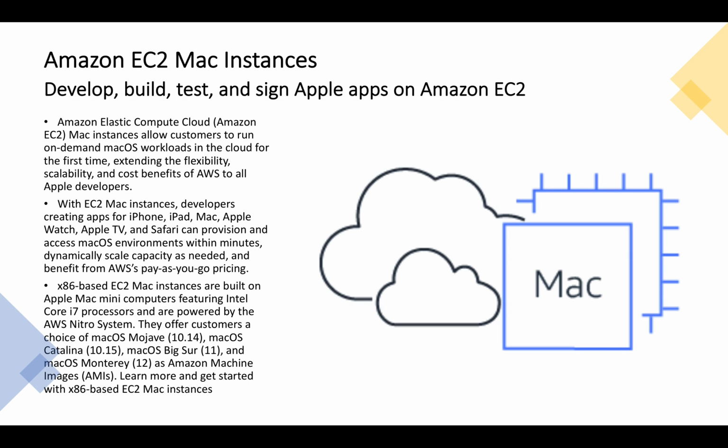x86-based EC2 Mac instances are built on Apple Mac mini computers featuring an Intel Core i7 processor and are powered by the AWS Nitro system, which is more efficient in terms of performance. They offer customers a choice of different flavors of OS: macOS Mojave, Catalina, Big Sur, and Monterey as Amazon Machine Images. These are created as AMIs from AWS, and you just take those AMIs and build your Mac instances.